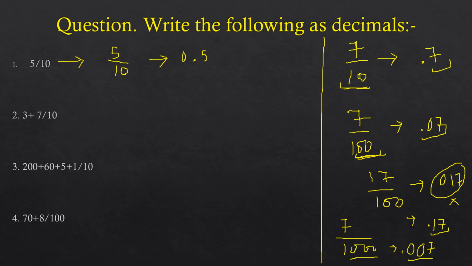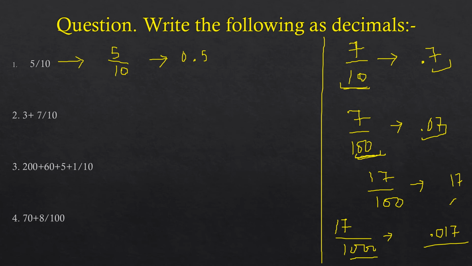Let me tell you one more example for this. Suppose you are having 17 by 1000, then what will you do? How many decimal places do you need? Three decimal places, right? So we already have two decimal places, and we will insert one zero here, and we will get the decimal number for this one.